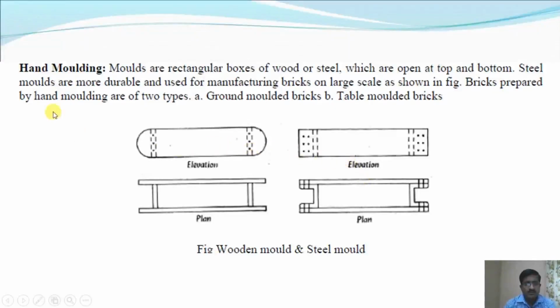We have already seen hand molding. You can see the various wooden molds or steel molds. Molds are rectangular boxes of wood or steel which are open at top and bottom. Steel molds are more durable and used for manufacturing bricks on a large scale, as shown in the figure. Bricks prepared by hand molding are of two types: ground molded bricks or table molded bricks. So we have seen those processes.